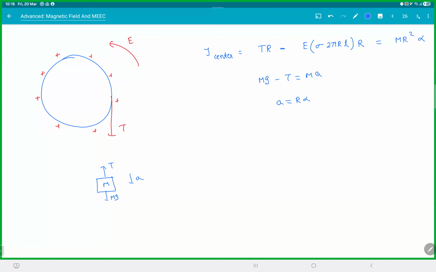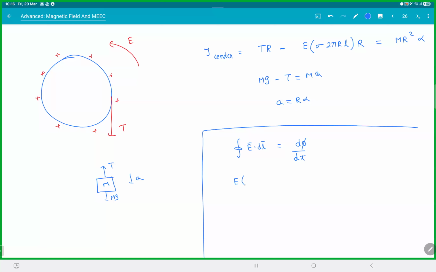All clear with this? Now, what was needed here? If I can find E, my job is done, right? If I find E, my job is done. Now then comes your EMI. We know integral E dot dl is equal to d phi by dt.